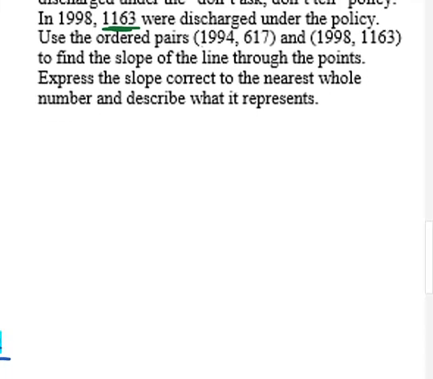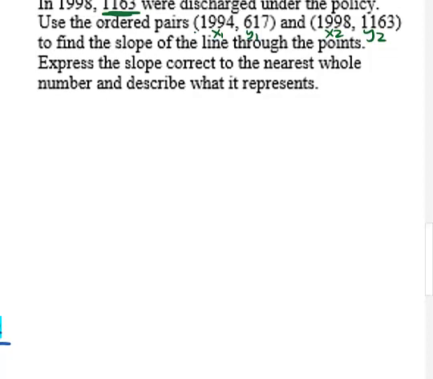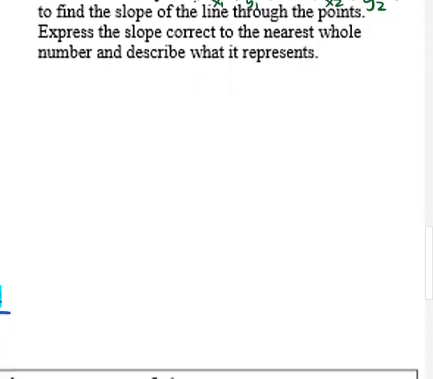And they're very nice. They gave us the ordered pairs, x1 and y1, x2 and y2. To find the slope of the line passing through the points and then express the slope correct to the nearest whole number. Okay, I gotta remember that. That's where they want us to round it. And then describe what it represents. Okay, sounds good. Let's try it here.